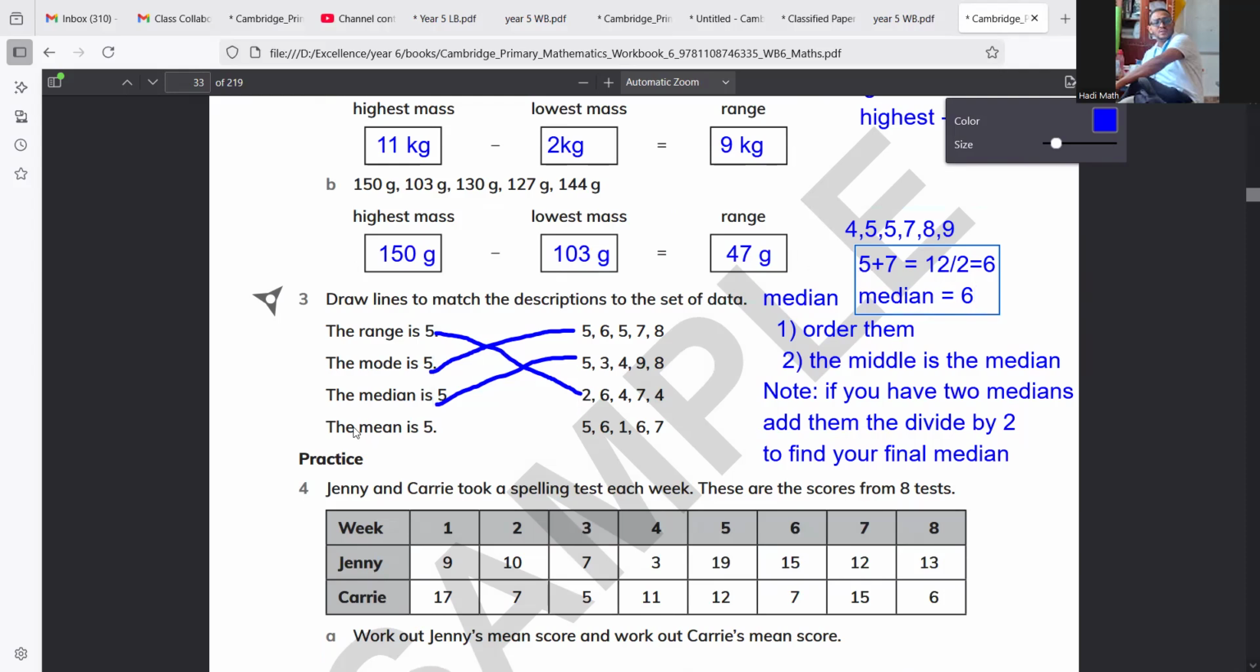Let's go to the question. Let's say the mean is 5. We have only this option, so it must be this option. But let's make sure. Mean, we add them together. 5 plus 6 is 11. 11 plus 1 is 12. 12 plus 6 is 18. And 18 plus 7 is 25. Then 25, we divide by how many? Count them: 1, 2, 3, 4, 5. We divide by 5, and that equals 5. So yes, this is the answer you're looking for: the mean equals 5.